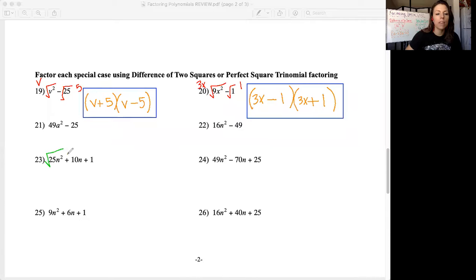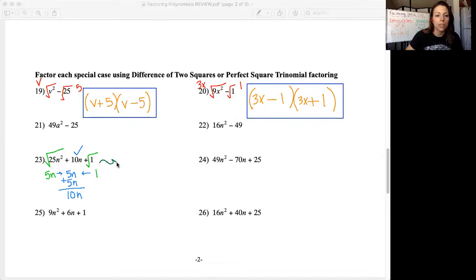So the square root of 25n squared is 5n, because 5 times 5 is 25, and n times n is n squared. And the square root of 1 is just 1. Now, to check the middle term, you multiply these two together. 5n times 1 is 5n. And then you add that to itself. 5n plus 5n gives you 10n, which is the middle term. So yes, this is a perfect square trinomial.